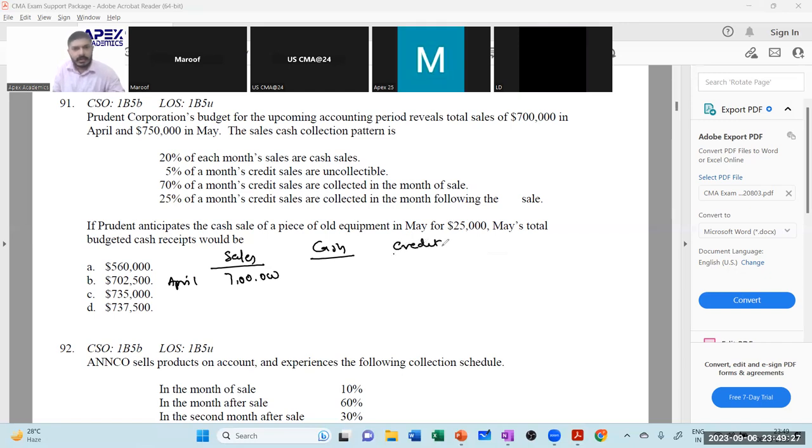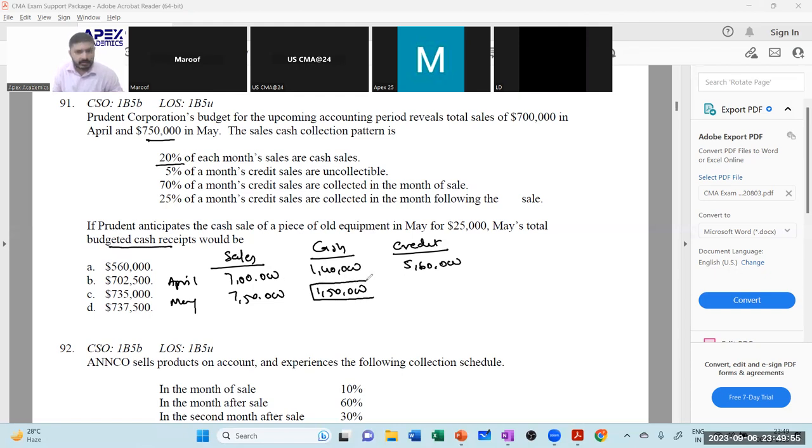Yes. Cash is 20%. So I'll write 1,40,000 over here. So this will be 5,60,000. May, how much? 750 multiplied by 20%. How much? 1,50,000. They are asking you May's total budgeted cash receipt.